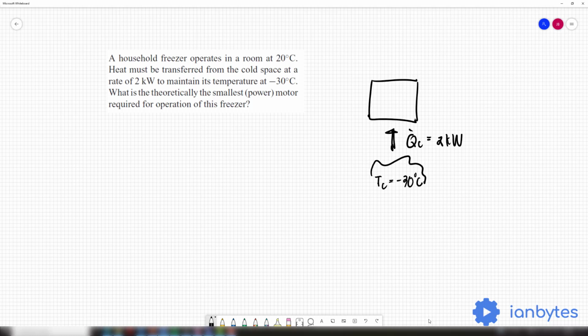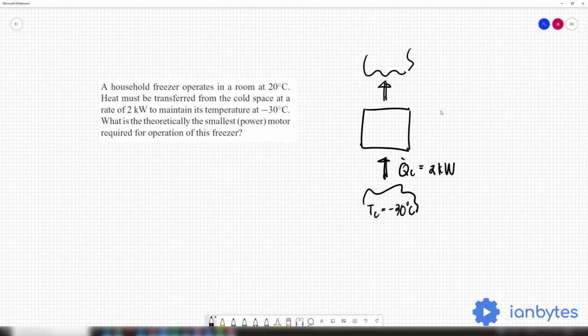We also know that it rejects heat at a high temperature reservoir. At according sa ating problem, ang temperature ng ating high temperature reservoir, TH, is equal to 20 degrees Celsius because our household freezer is inside a room at 20 degrees Celsius. Hindi given ang QH or Q dot H, so this is one of the unknowns in our problem. And finally, the one that we're looking for is W dot in, provided na ang ating refrigerator ay tumatakbo based on the theoretically smallest power input. So we are looking for W dot in minimum.